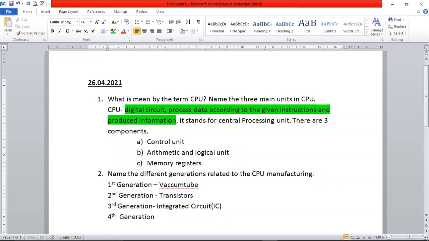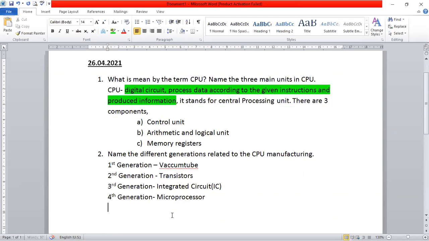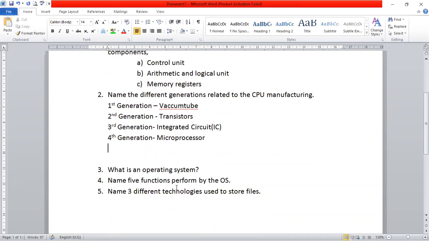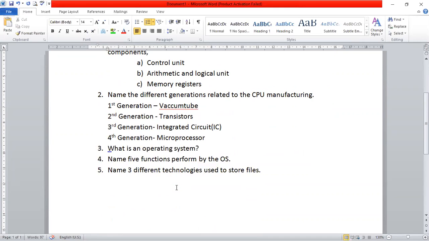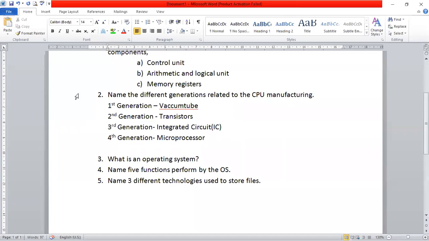Fourth generation. What do we have to use in fourth generation? Microprocessor. Microprocessor. Right, then. Fifth generation. Did we discuss about the fifth generation? No, sir. No, right? Okay, right. So there's fifth generation, ultra large scale integration. Later we'll discuss about that when you come to the next class. Okay, right. So here up to this one we have discussed.